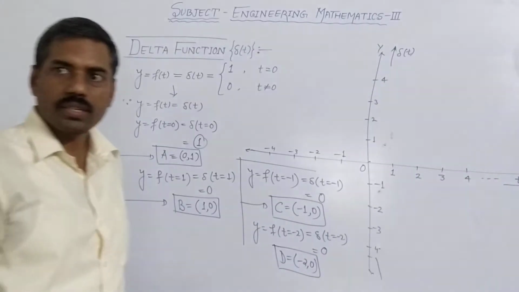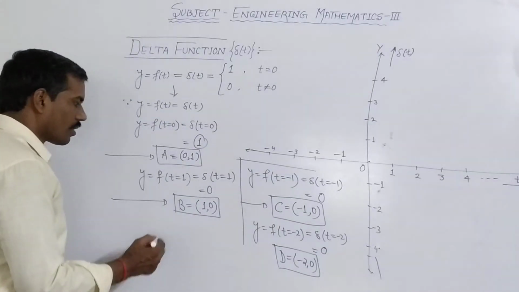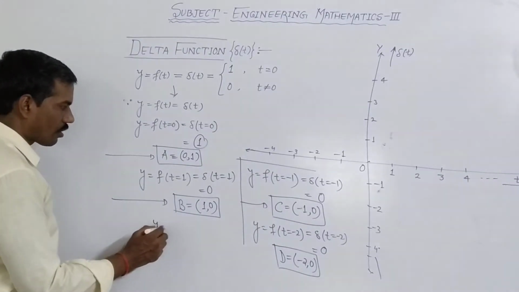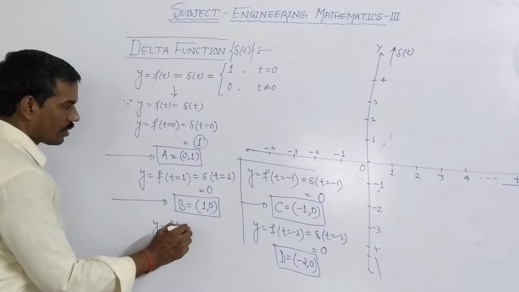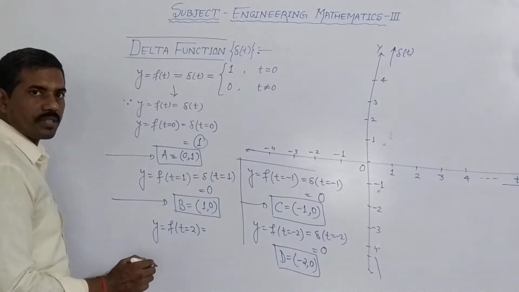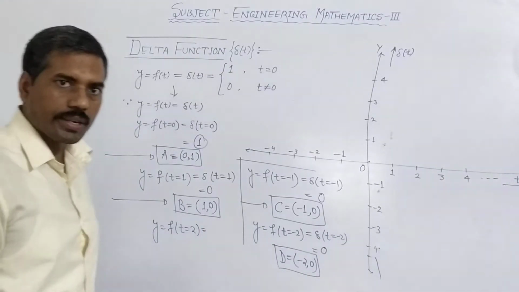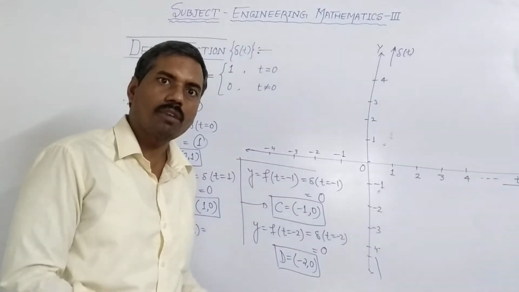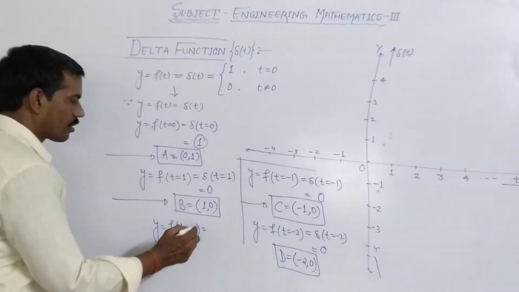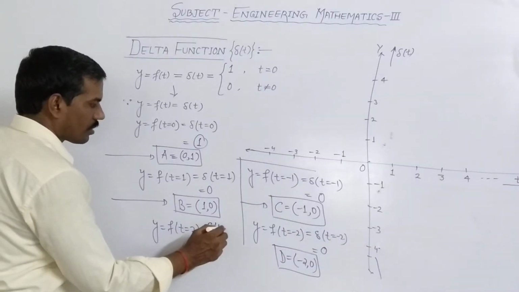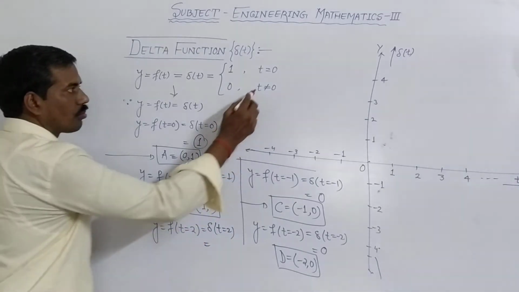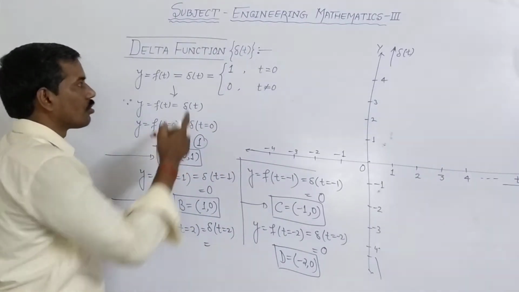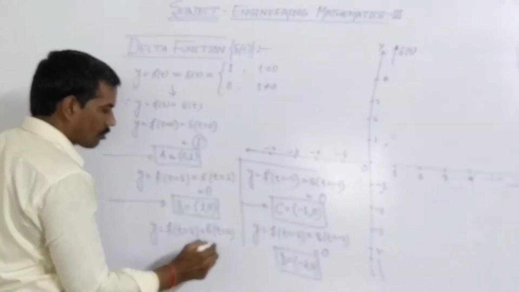Correct? Let us take another positive point. Let y is equal to f of t is equal to 2, means x is equal to 2. In this reference, what is the value of y? We get delta of t is equal to 2 and 2 not equal to 0, so we get delta 2 is equal to 0.